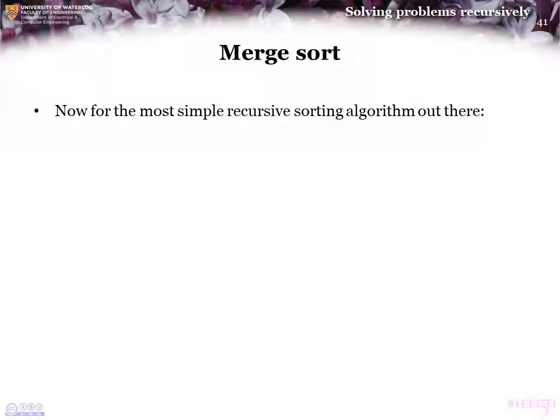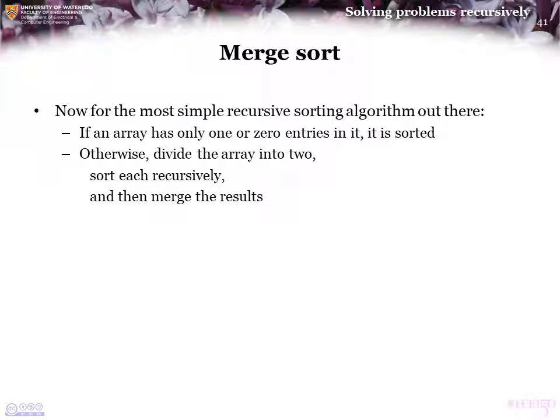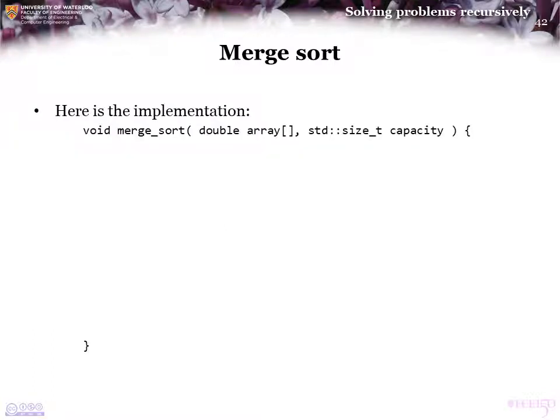Now here is what is likely the simplest recursive sorting algorithm out there. If an array has only 0 or 1 entries in it, it's sorted, so return. That's the base case. Otherwise, divide the array into two, sort each of them recursively using merge sort, and then merge the results. All right, well, let's implement that.